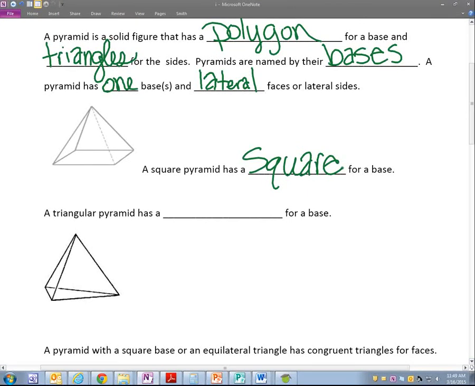A square pyramid has a square for a base, and a triangular pyramid has a what for a base? A triangle. So this would be a triangular pyramid, like that. A triangular pyramid has a triangle base.